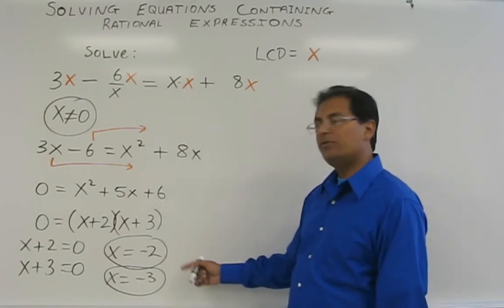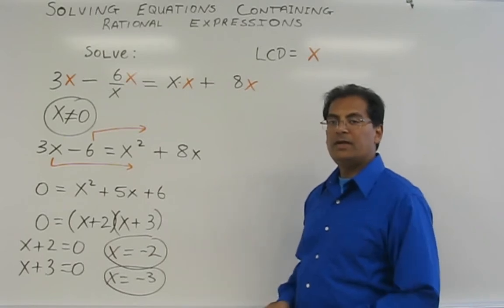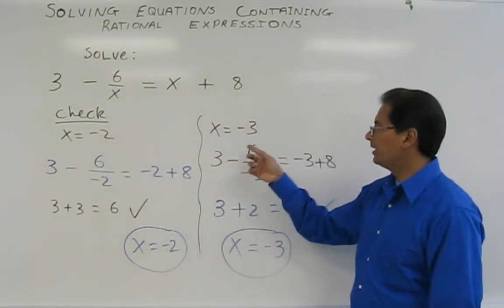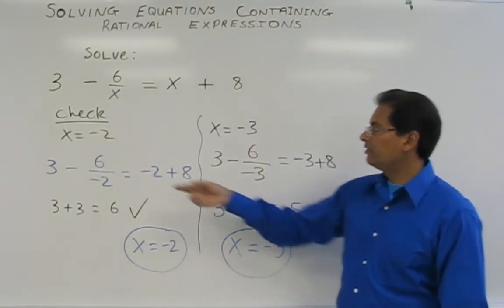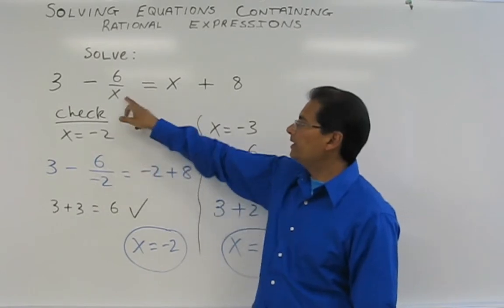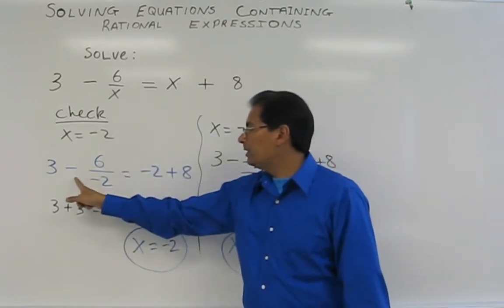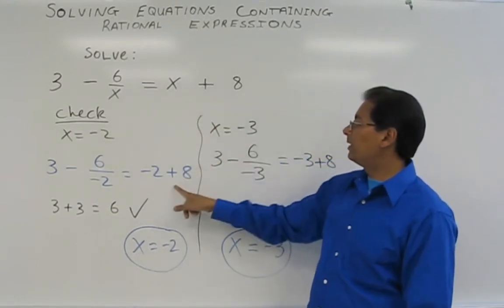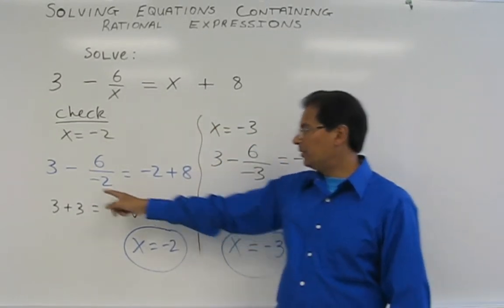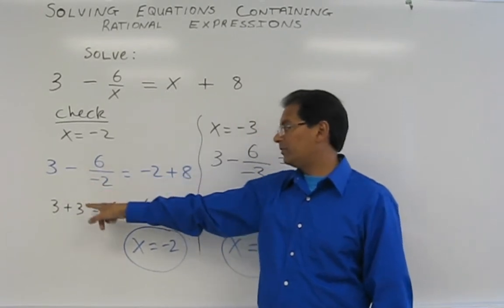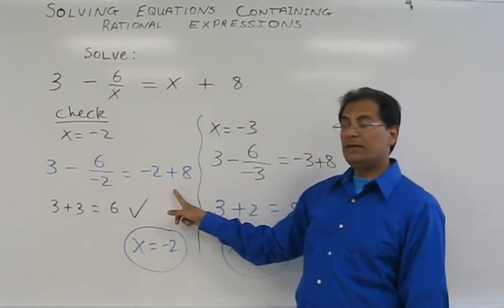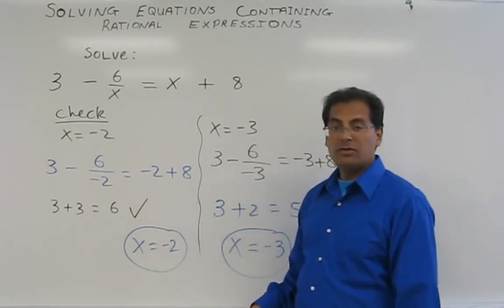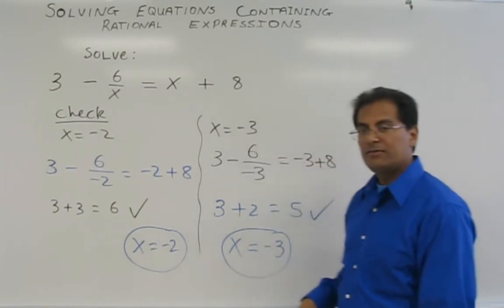So let's check x equals negative 2 and x equals negative 3 in our equation. Let's check x equals negative 2. If I plug negative 2 in for x, we get 3 minus 6 over negative 2, equal to negative 2 plus 8. Are they equal? Well, the left side is going to end up being 3 plus 3, and the right side, negative 2 plus 8, is 6. 3 plus 3 is 6. So yes, that's the solution. That checks out. So x equals negative 2.